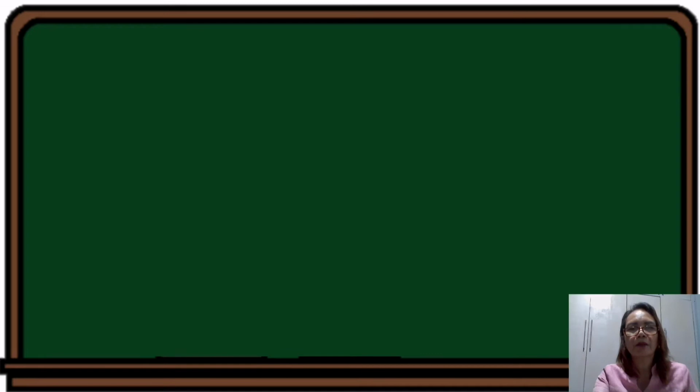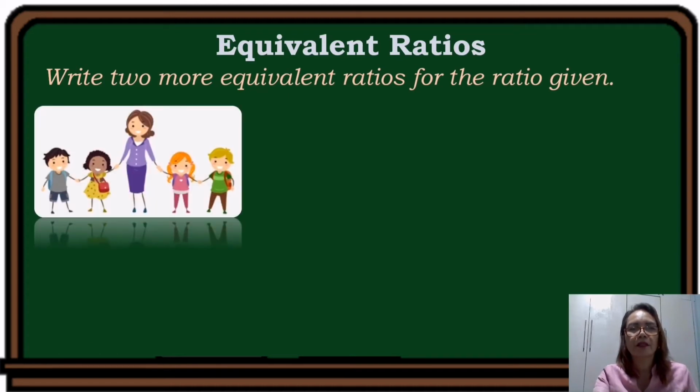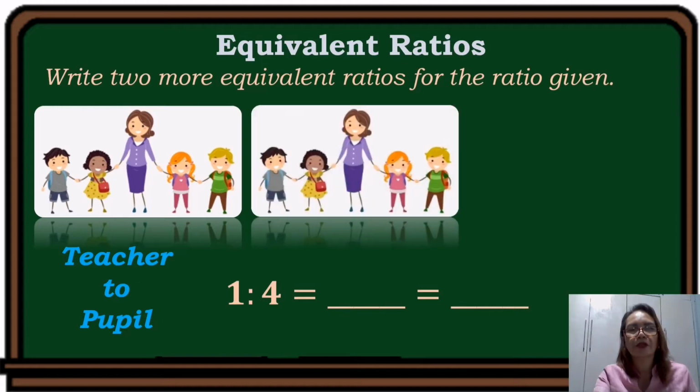Okay, so what about equivalent ratio? Write 2 more equivalent ratios for the ratio given. I'm going to show you a picture. This is a picture of a teacher and pupils. So, what is the ratio of teacher to pupils? We have 1 teacher to 4 pupils. So 1:4.